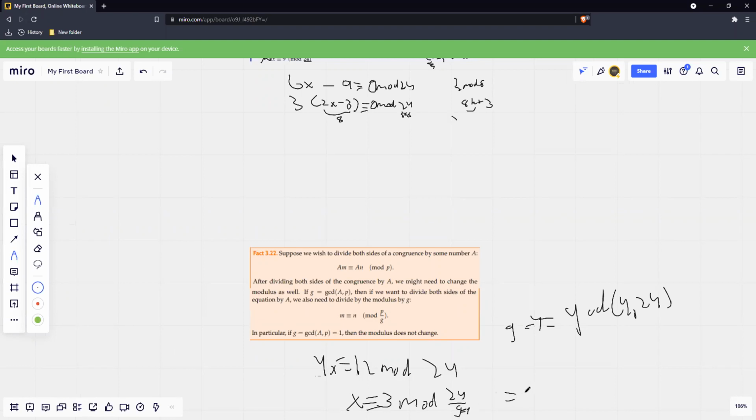So with that, x is congruent to 3 modulo 6, right? And that's what we got here as well.